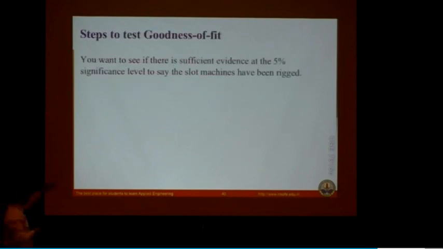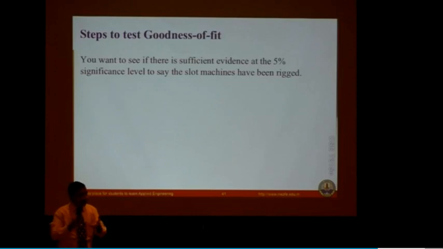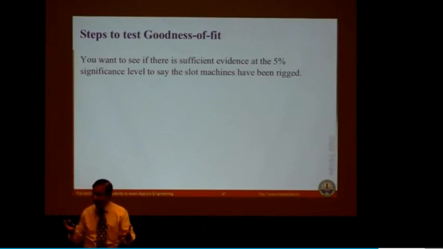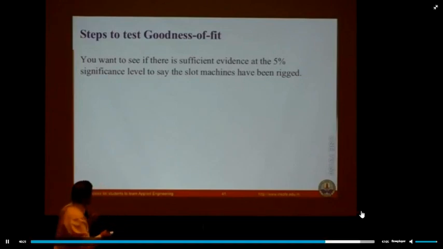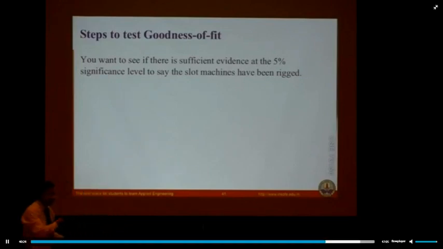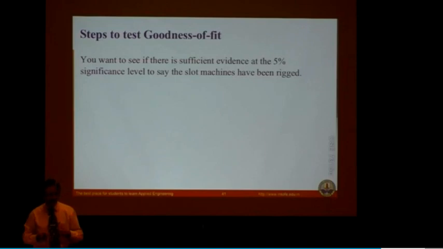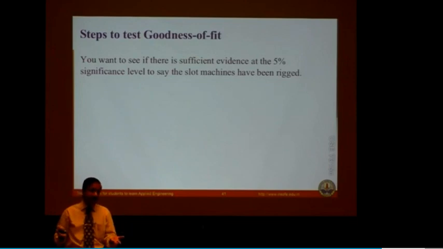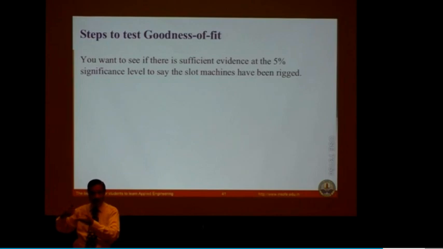So goodness of fit is what we are currently doing. The slot machines have been designed with a certain probability distribution. I am testing if the data is fitting that distribution or not. Goodness of fit. That's what it is. Okay? So at the 5% significance level, I want to test if the slot machines have been rigged or not. That's the goal of the management now in the casino. Are my slot machines working as designed or not? Or has someone messed with those, giving out more money and then taking a cut?